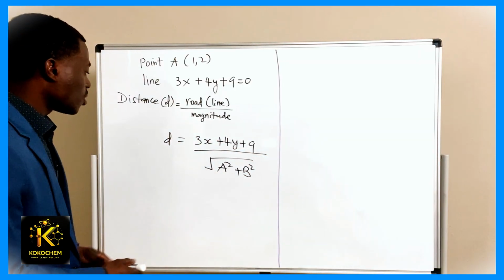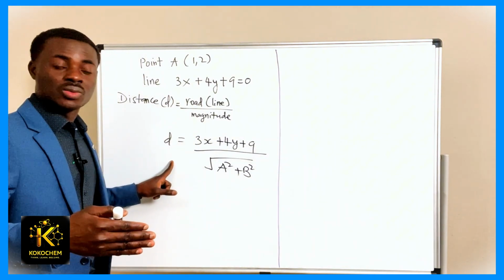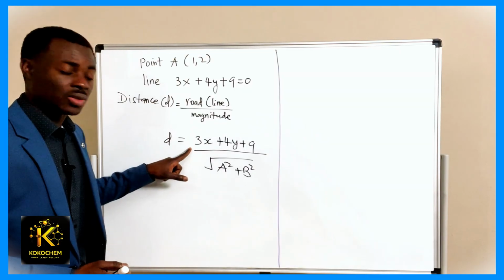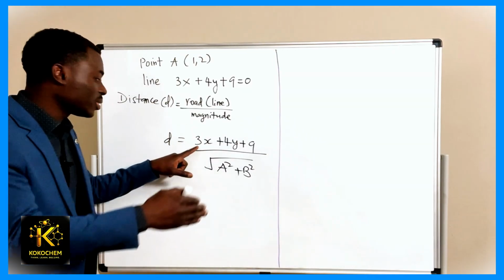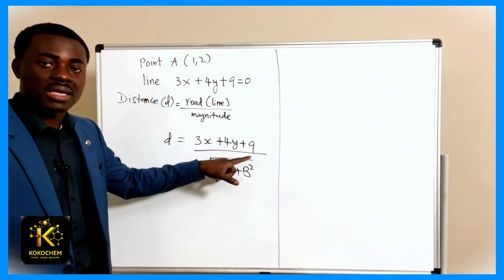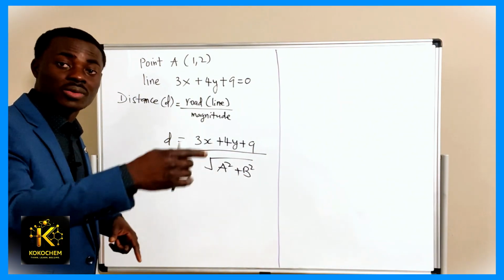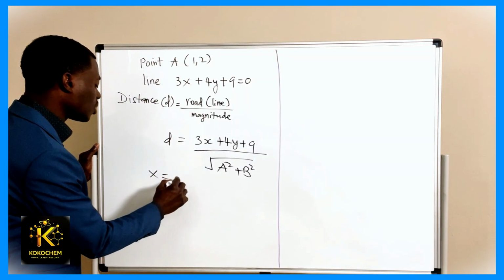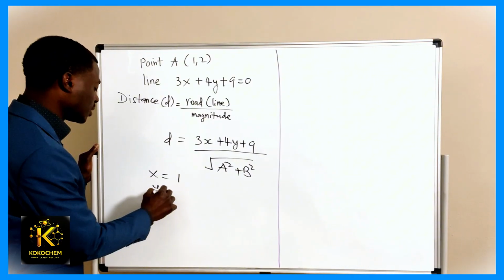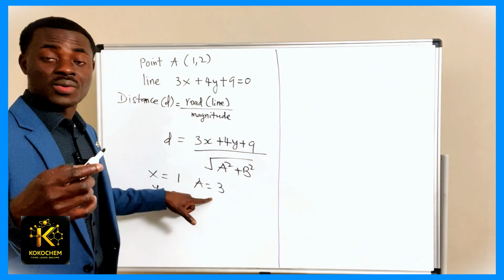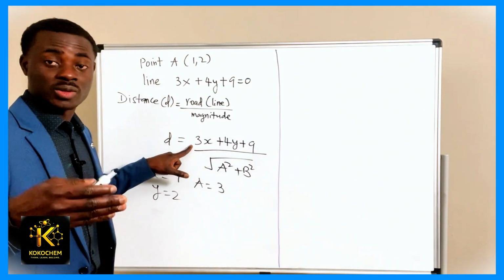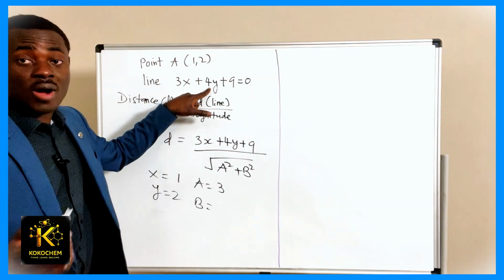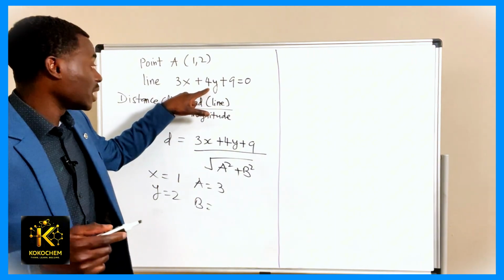As soon as they read the preamble to you, you write down the equation of the line, and once you get a point, this is what you're going to do. D is equal to the line, which is 3x + 4y + 9, divided by the square root of a squared plus b squared. So x is equal to 1 and y is equal to 2. a will be the coefficient of x from the equation of the line. b is equal to 4, because the coefficient of y from the equation of the line is 4.